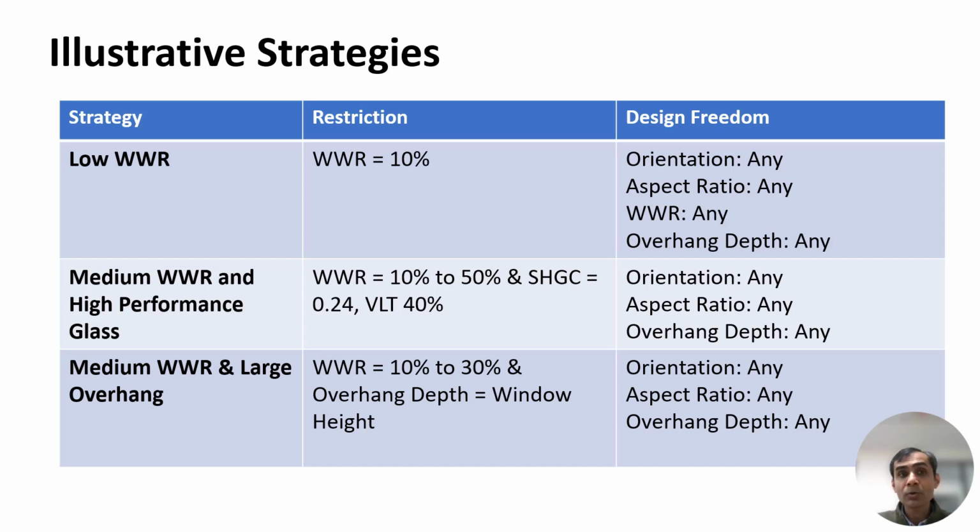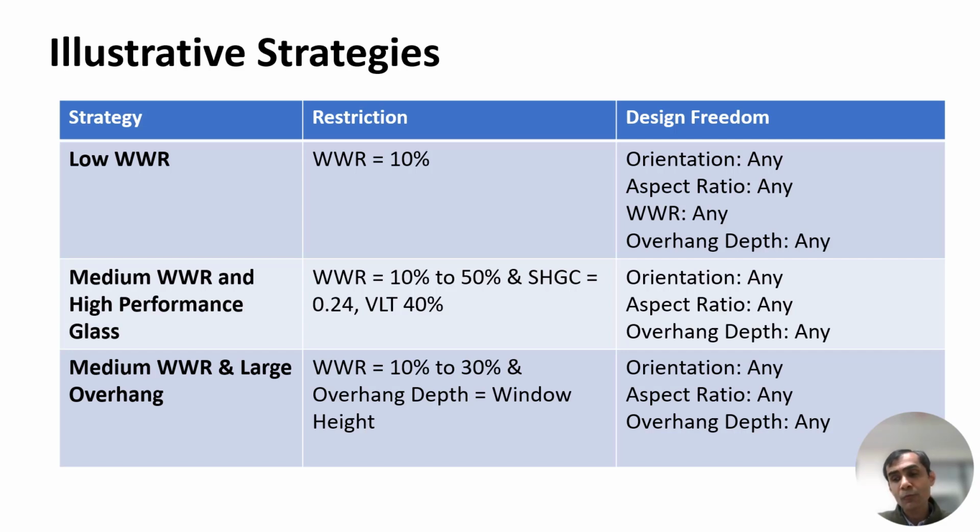So if you have WWR 10%, then you have design freedom to choose any orientation, aspect ratio, window to wall ratio, and overhang. Just fix your window to wall ratio at 10%. Your energy consumption of the building is in your desired range.